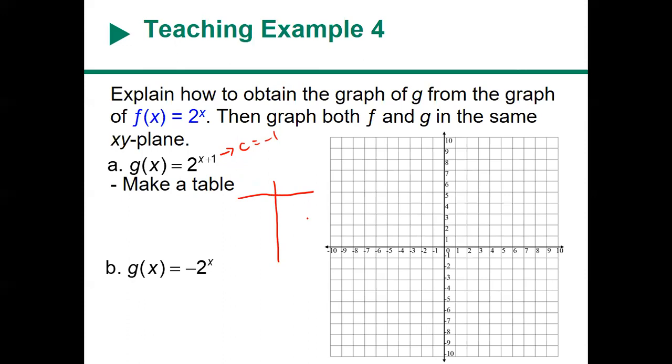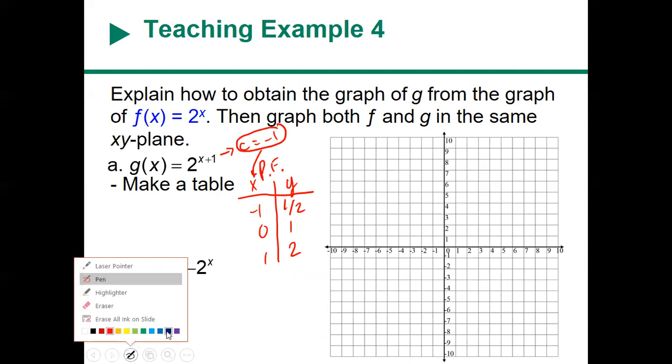What that means as far as this table goes, we're going to look at our parent function first. So our parent function would be based off of our original. So our original was negative 1, 0, 1. So we would be at 1/2, 1, and 2. So that's the parent function. This is our PF. So when I graph this, if I want to graph 2 to the x plus 1, C is affecting my x value. So to each x value, I have to shift it to the left 1 unit, which means that I'm adding a negative 1, right?